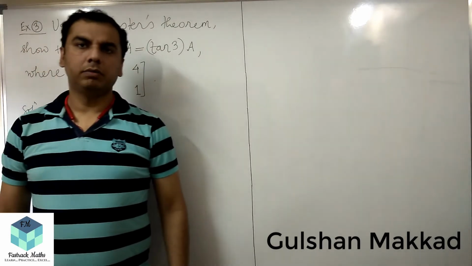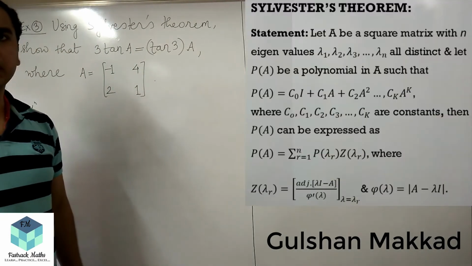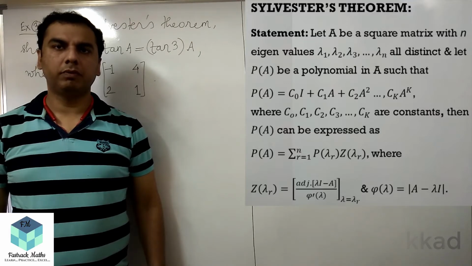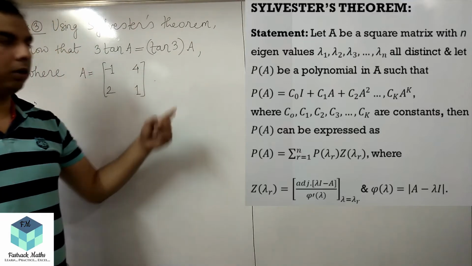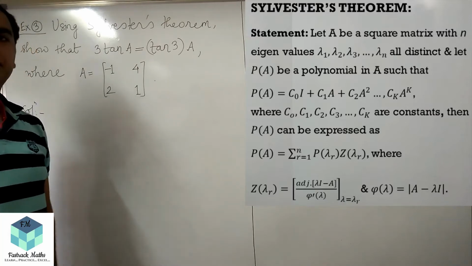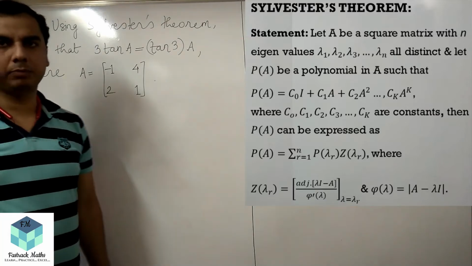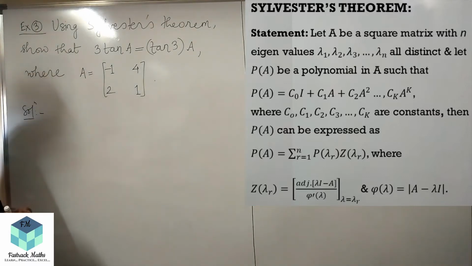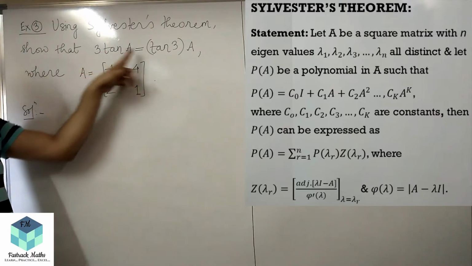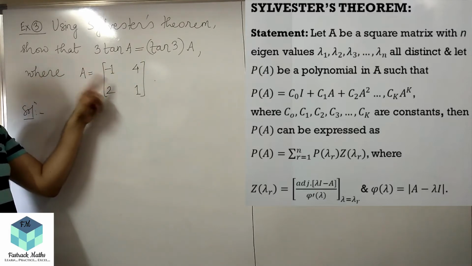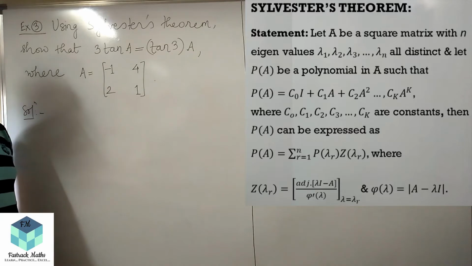In this video, we will see a few more examples on Sylvester's theorem. In the previous video, we saw the statement of Sylvester's theorem, and now we will see two more examples on the same theorem. Here, using Sylvester's theorem, we have to show that 3 tan A is equal to tan 3A, where A is equal to the matrix [-1, 4; 2, 1].